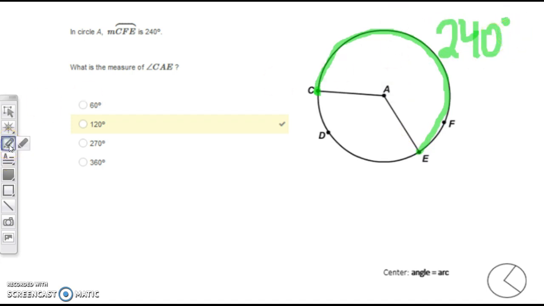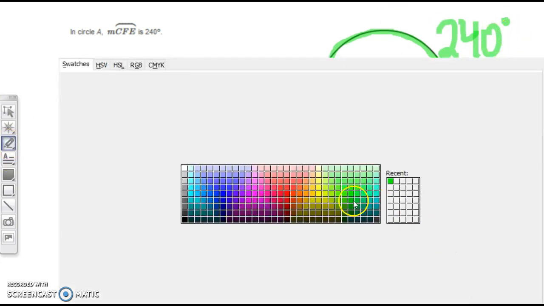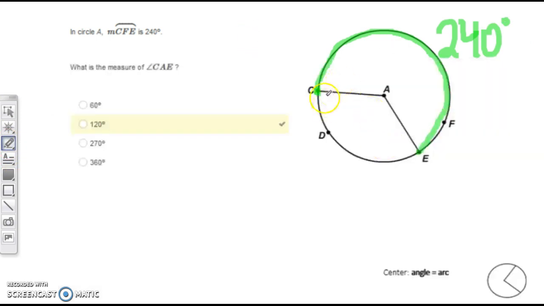Well, if that green arc is 240 degrees, that major arc, we actually know how to find this yellow minor arc as well. Because a whole entire circle has 360 degrees in it. So if the green arc is 240, to figure out the yellow arc, we could take 360 degrees and subtract off 240 degrees. Okay, so now I know the yellow arc is 120 degrees.